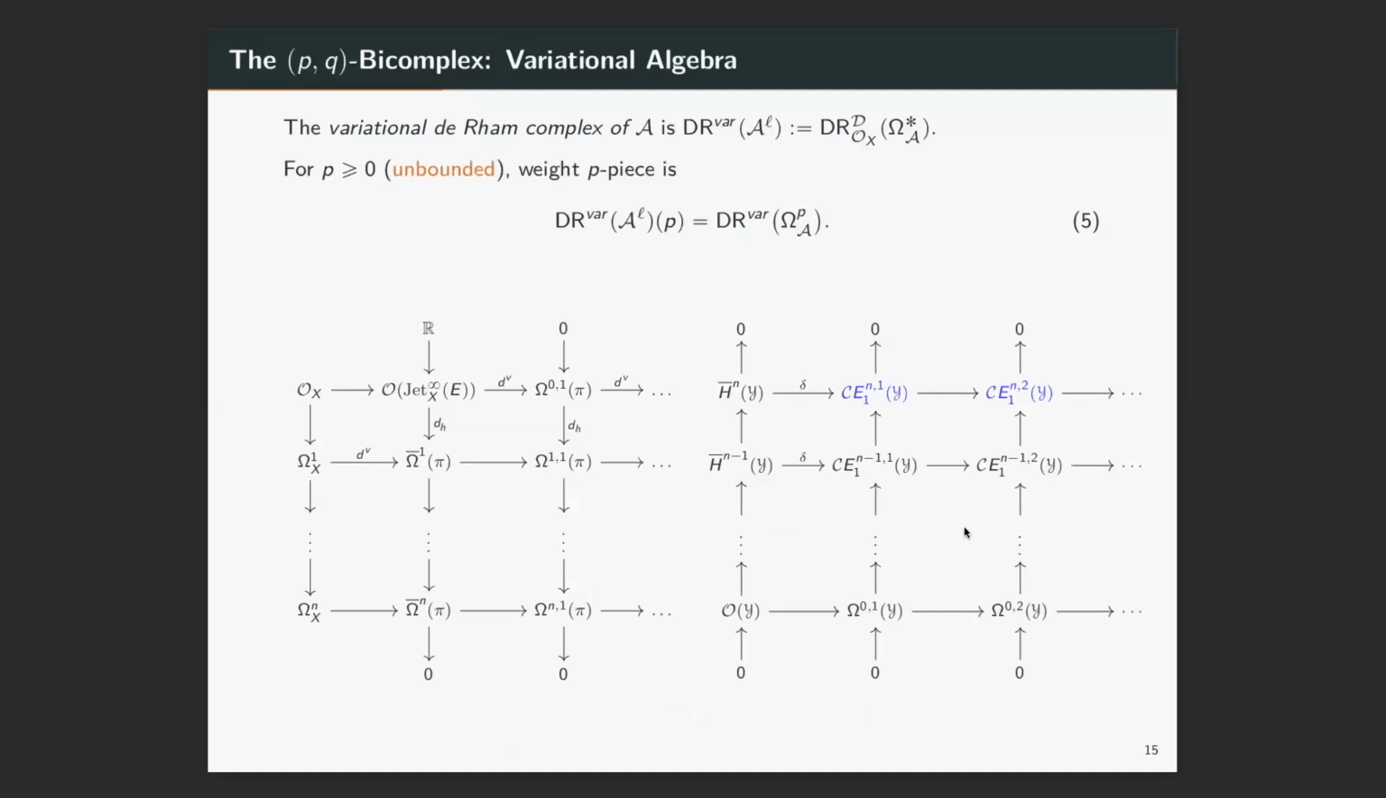It's not just the Q part, so that was the horizontal, and not just the P part, which is the unbounded jet direction, but both of them together. And for some reason, in the terminology or in a lot of the literature about bicomplexes, the horizontal direction is put vertically, and the vertical one is not. I don't understand why, but anyways, I adopted that convention here.